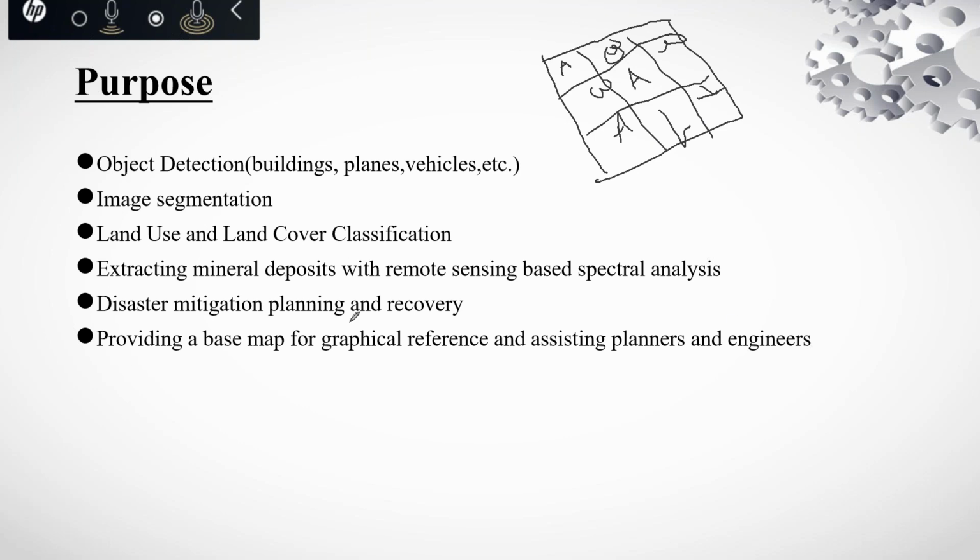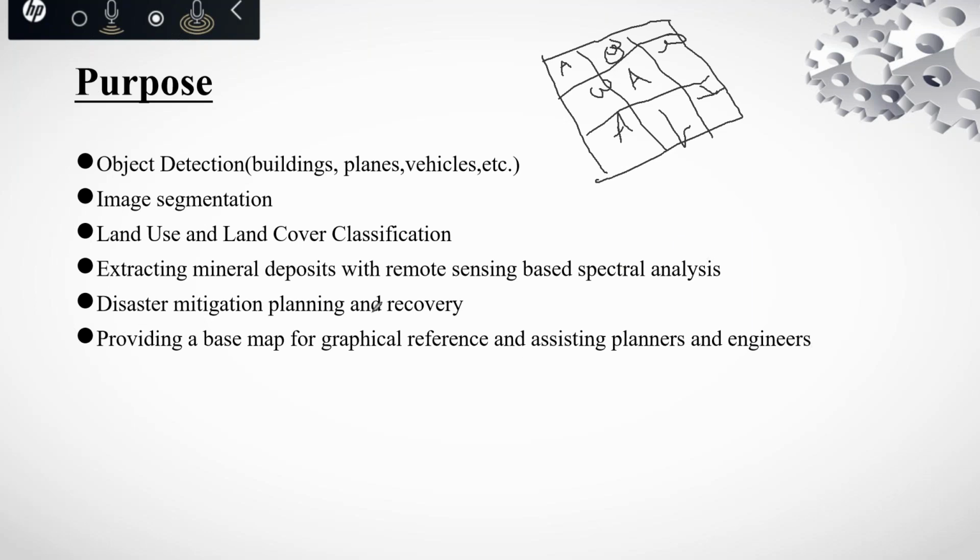So we will see that sometime later. Next is extracting mineral deposits with remote sensing based spectral analysis. So spectral analysis is collecting information from various colors in the spectrum, which can be in the visible range, or in the electromagnetic range, or in the infrared range, or in the mid infrared range. So these are used to collect information about various minerals, which imply different colors in the spectrum itself.